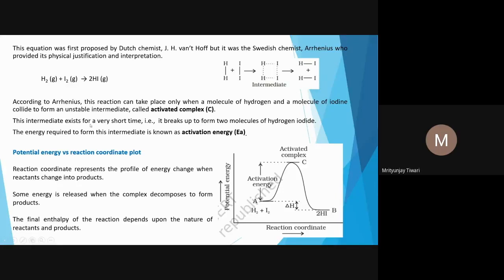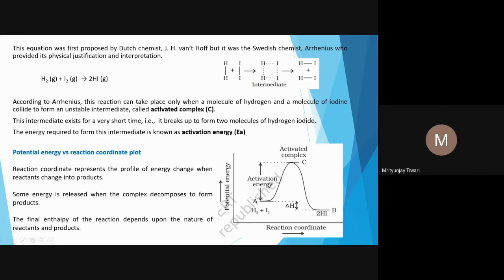This intermediate exists for a very short time, and it breaks up to form two molecules of HI. So what happens? These two bonds are weakening, and two new weak bonds are being formed in the intermediate complex that we call the activated complex. This is what Arrhenius proposed.